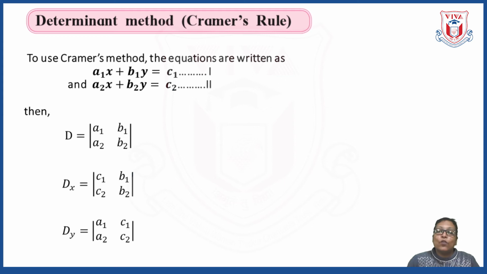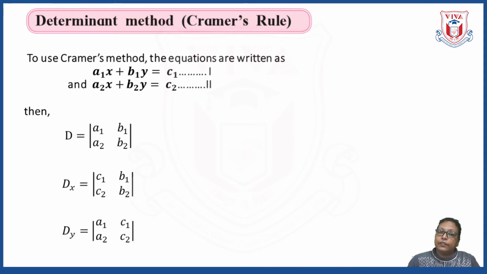Okay. So when we are writing Dy, we are writing coefficients of x here, that is a1 and a2, and the coefficients on the right hand side, that is c1 and c2. They are also called constants. Okay. So in this way we are going to write all the three determinants D, Dx and Dy.